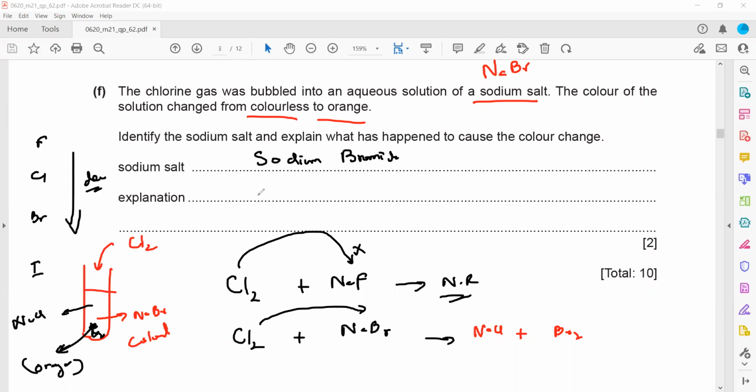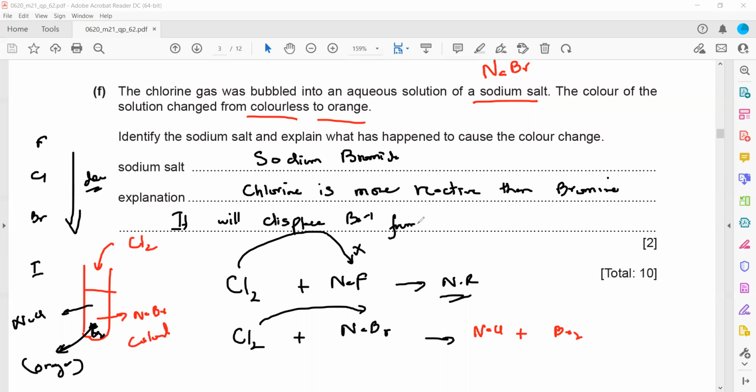And the explanation for why there is a color change: because chlorine is more reactive than bromine. As chlorine is more reactive than bromine, it will displace bromine or the bromide ion from the salt.